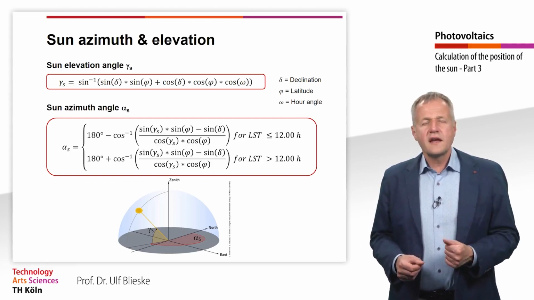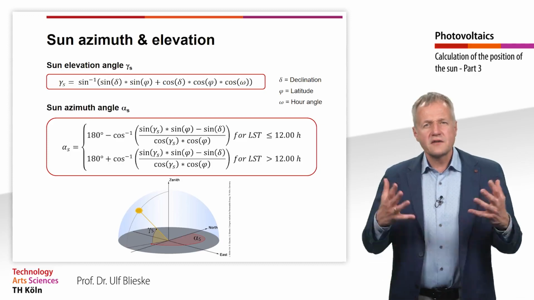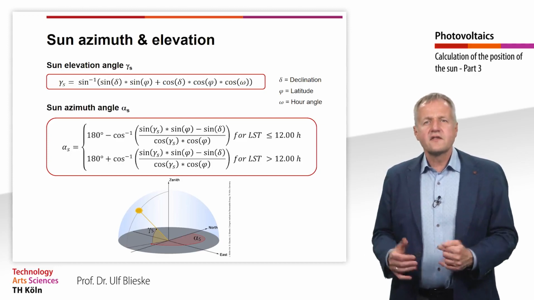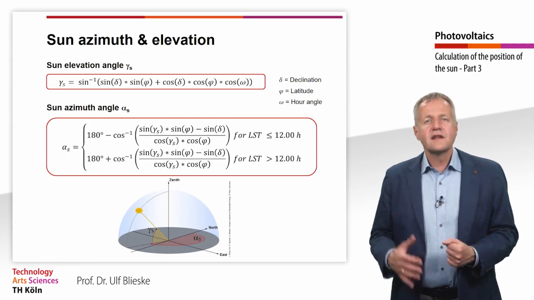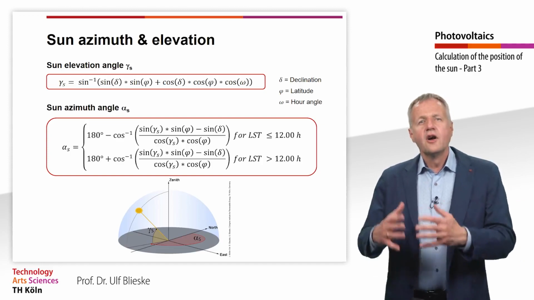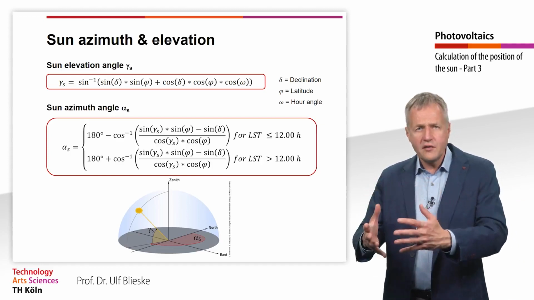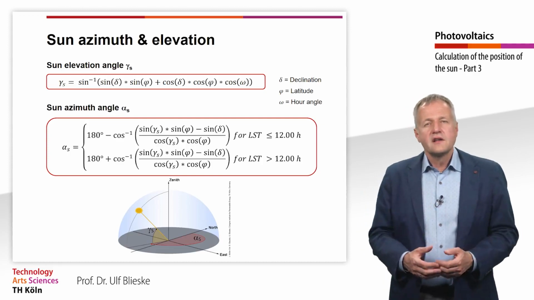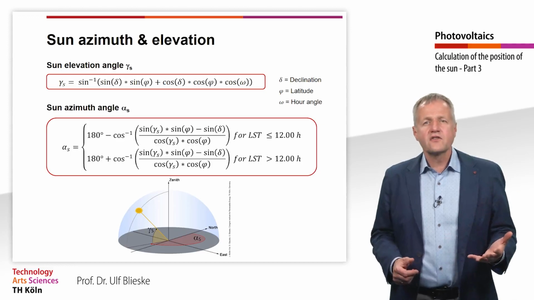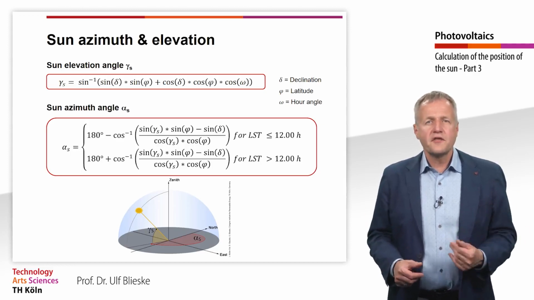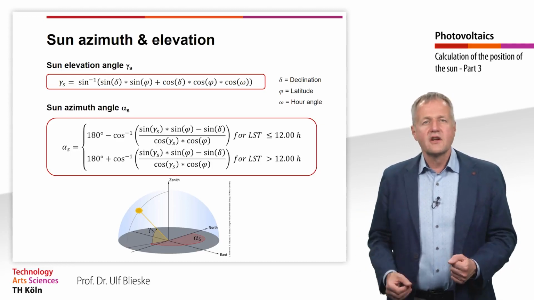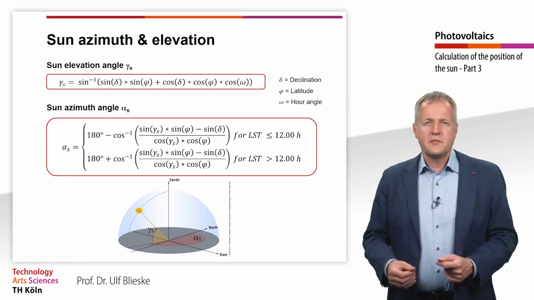The sun azimuth angle alpha s can be calculated by the two formulas in the lower red box. It depends on the sun elevation angle, the latitude and the declination. Please note that the formula is different for solar times in the morning, before noon, or in the afternoon, as indicated. With these equations, we are able to calculate the position of the sun in the sky for any location on the Earth and any time.